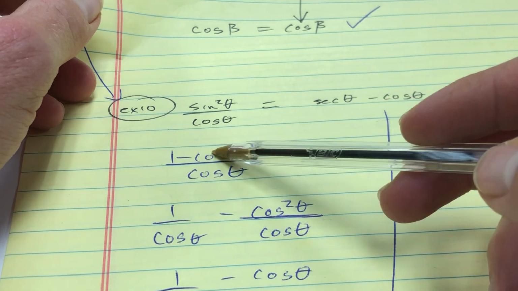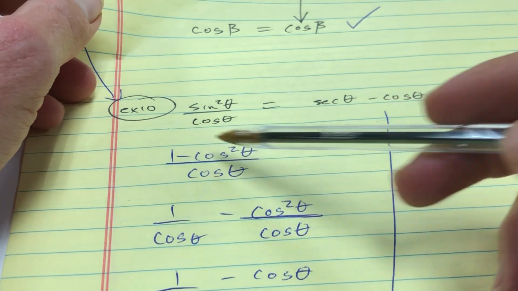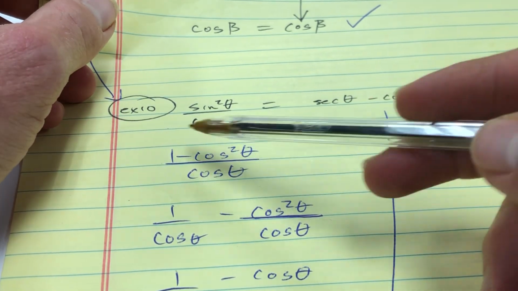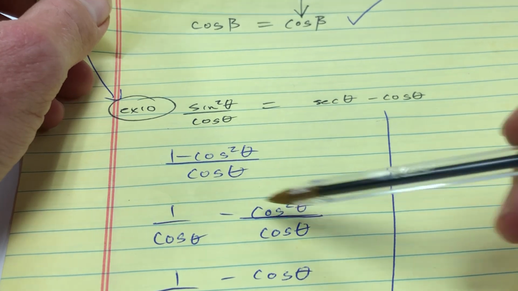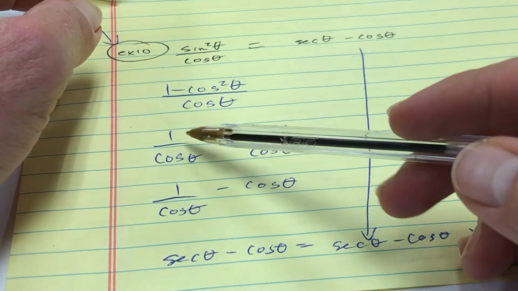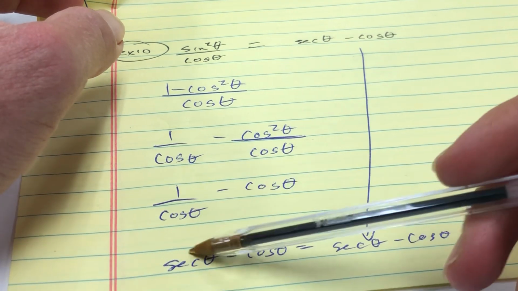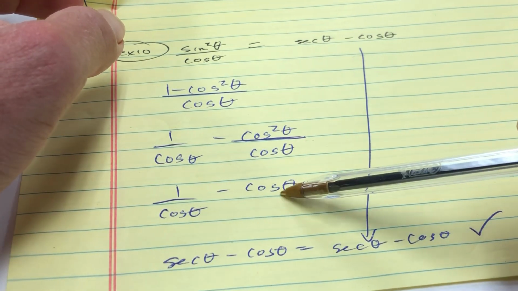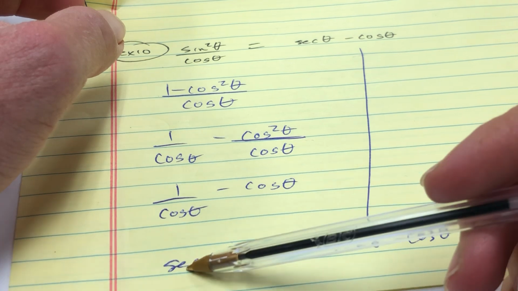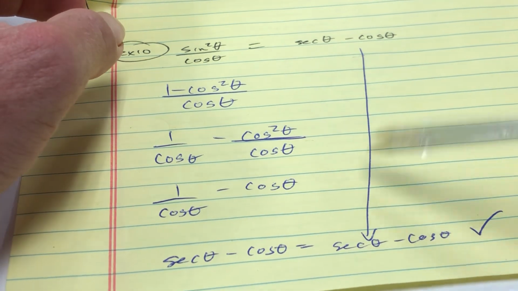If you have 2 terms in the numerator and just 1 denominator, you can break it up. You say 1 over cosine minus cosine squared over cosine. You can break it apart like that. But 1 over cosine is in fact secant. Cosine squared over cosine is cosine. So I have secant minus cosine, which is what I had here.